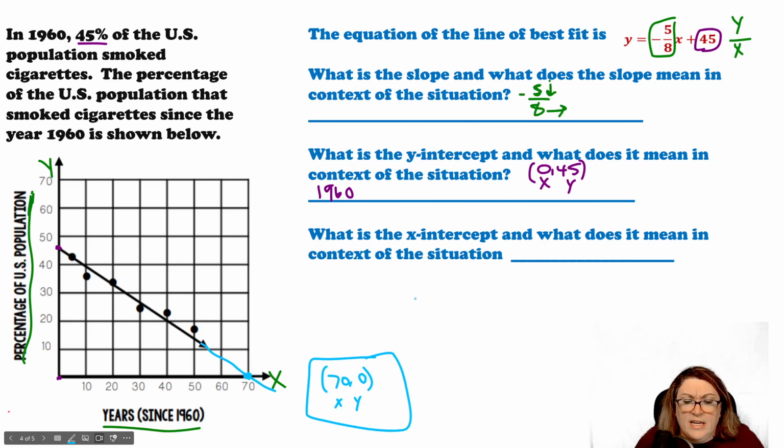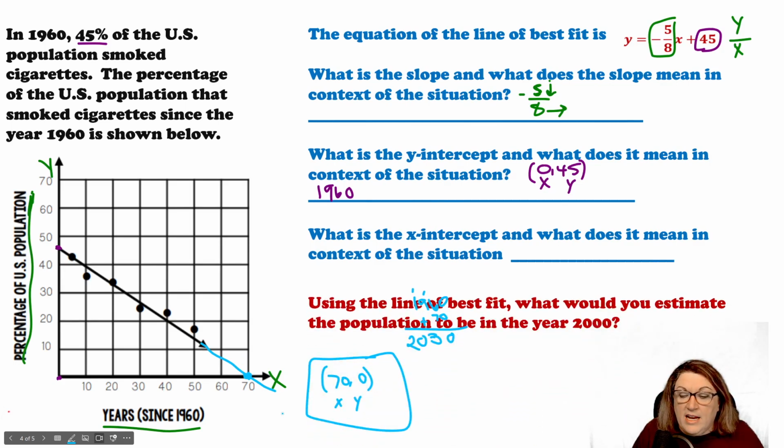Okay, 70 years past 1960. So what is 70 years past 1960? Add your 70 to that, and we're talking about 2030. So by the year 2030, 0% of the population will be smoking cigarettes, if this data trend continues. This is how we make predictions.